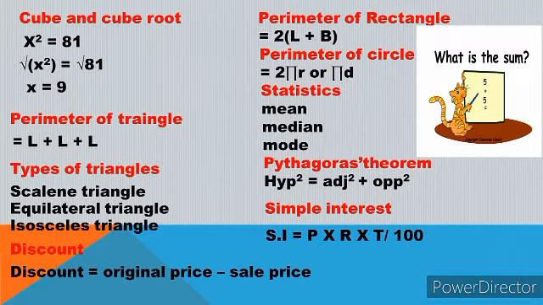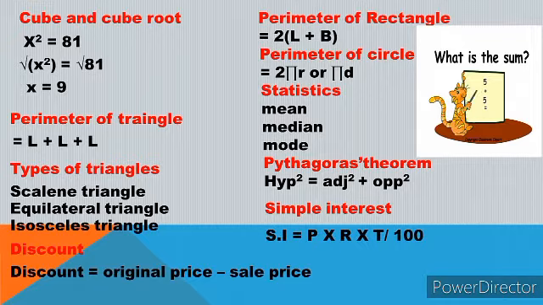We also treated discount, and I told you that discount is equal to original price minus sale price. Original price is the marked price. Let's say I wanted to buy a notebook, and the notebook was 100 naira, and the salesman sold it to me for 80 naira. So the discount he gave me was 20 naira, because 100 minus 80 is 20. If I want to treat it in percentage, what I do is multiply by 100 over 1.